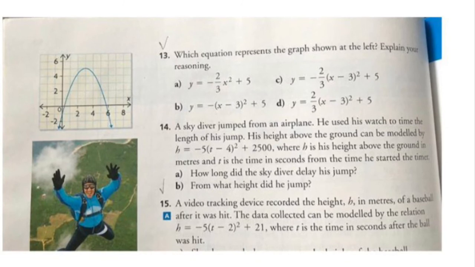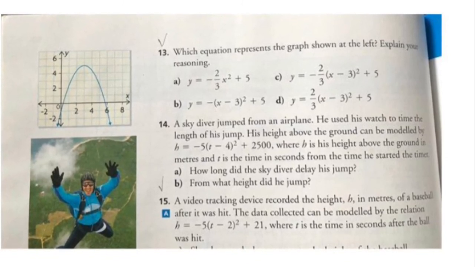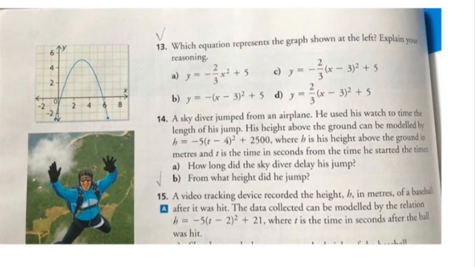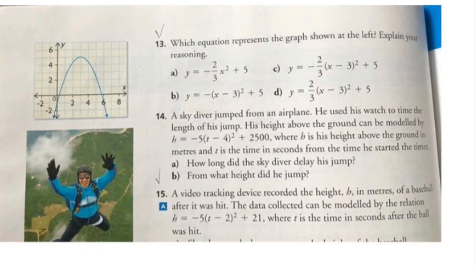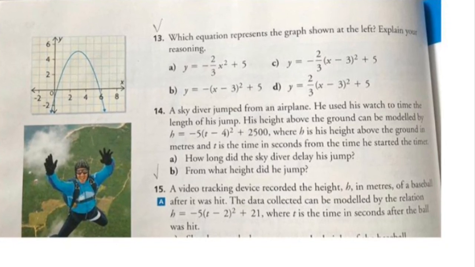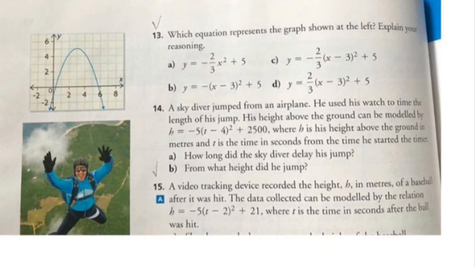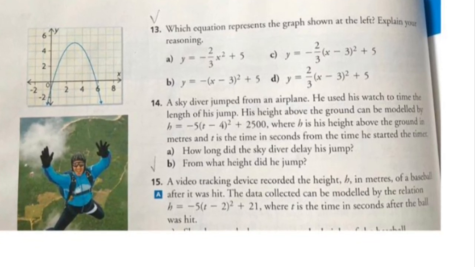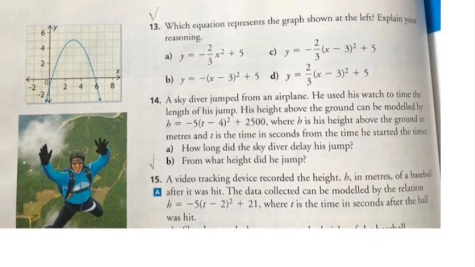So now we know that the answer must be C. The vertex is 3, comma 5, so it has to be (x minus 3) squared plus 5. And we know it goes upside down, so it needs to be negative. And the a, we've just calculated that, has to be 6 over 9 or 2 over 3. So the answer for number 13 will be C.